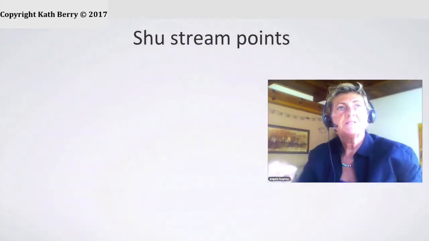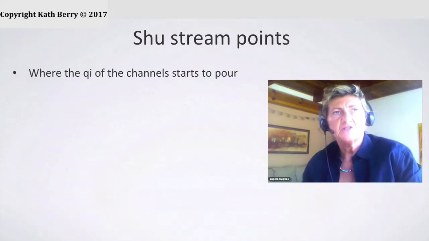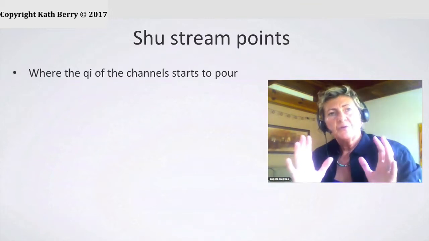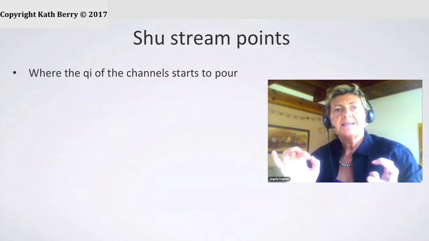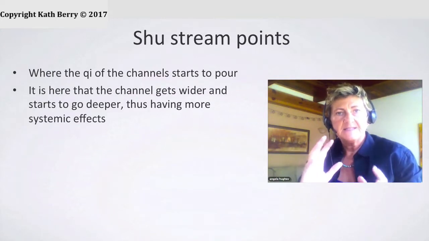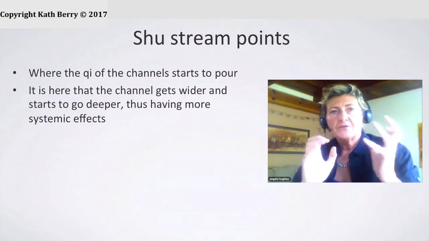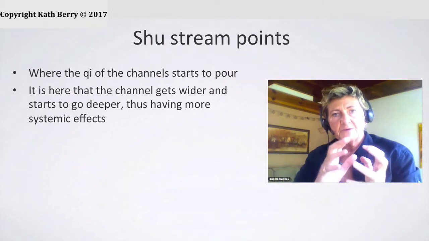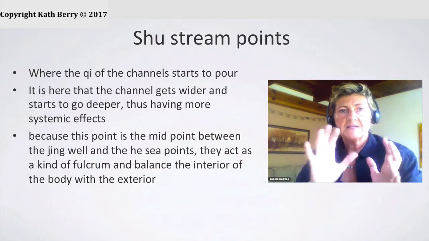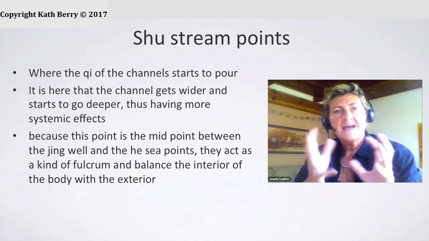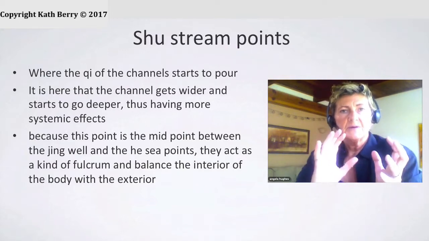So, shu stream points. These are interesting points in rheumatology, and they're used a lot. According to channel theory, the shu stream point is where the chi of the channel starts to pour. So it's here that the channel gets wider and deeper, so it has more systemic effects. Also, this point is right at the midpoint between the jing well point and the he sea point. It's the third point of the five classic points, so it acts as a fulcrum and a balance. It balances the interior with the exterior of the body.